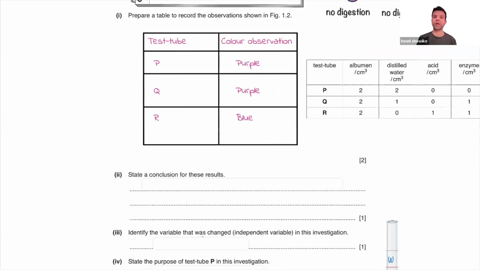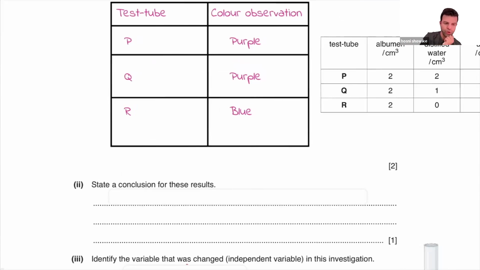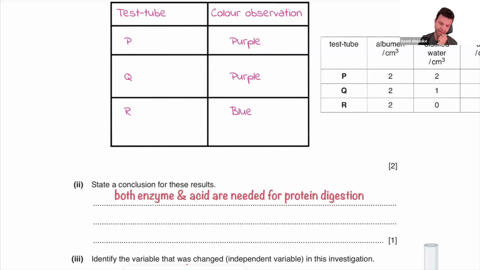So again, what's the most obvious conclusion here? Don't go very fancy with the conclusions because this Paper 6 is for core and extended, right? So make it as simple as possible. What could be the best conclusion I could write here? I can say, when there's an acid and enzyme present, you get digestion. Or you may say, proteins only get digested if there's enzyme and acid. Or you may say, enzymes alone don't digest the protein. You must add an acid.